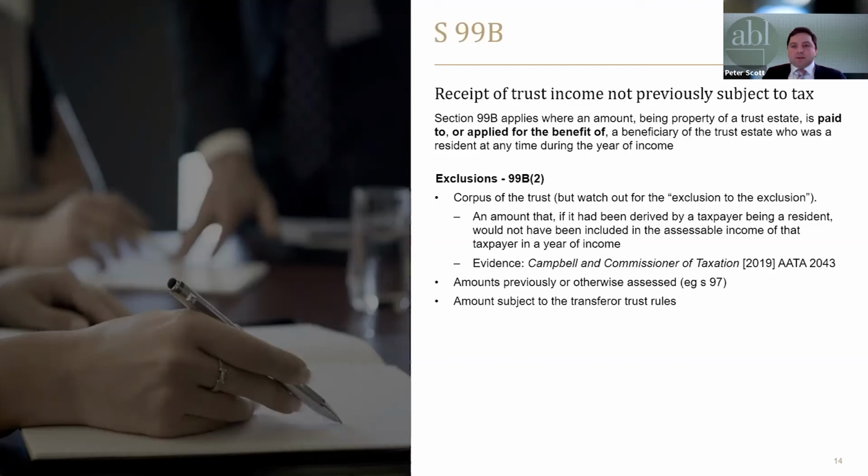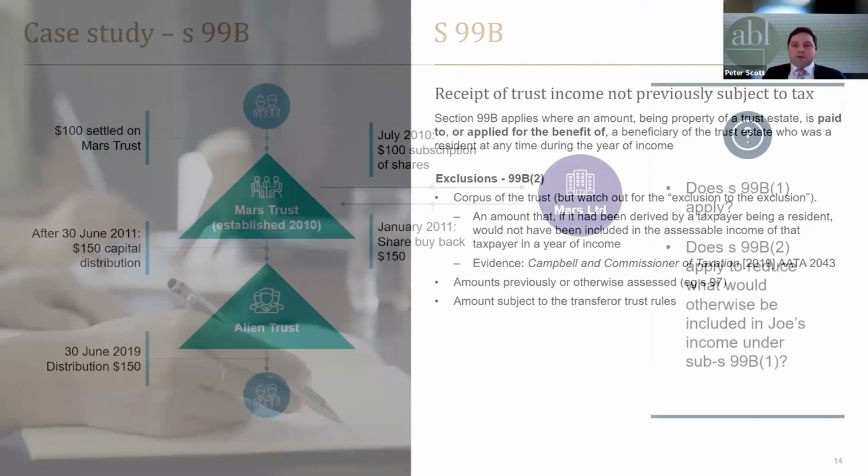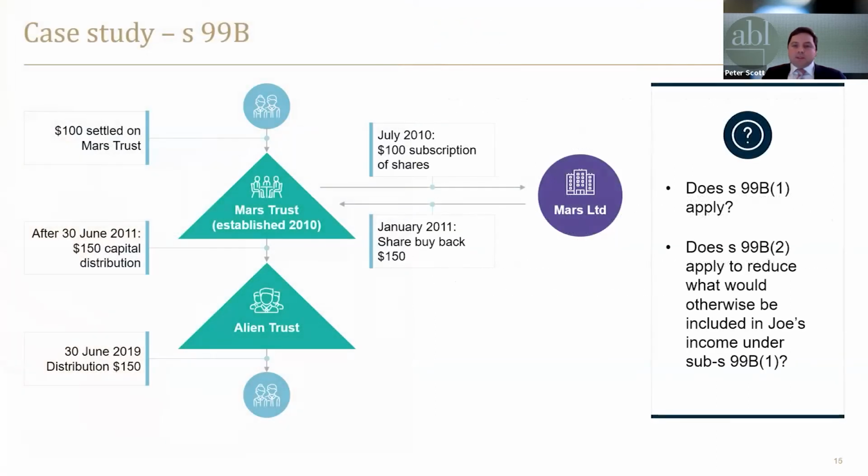There's a couple of other examples there. The main one is where you have amounts that are otherwise assessed, for example, under Division 6. So if there's a present entitlement to income, that won't also be subject to 99B. So if we move on to the example based on Howard, this is quite simplified.